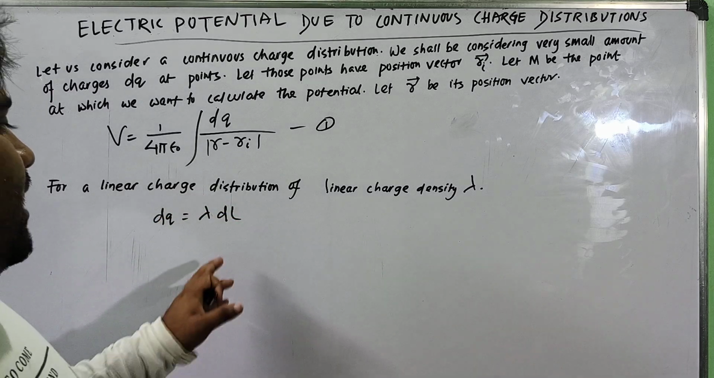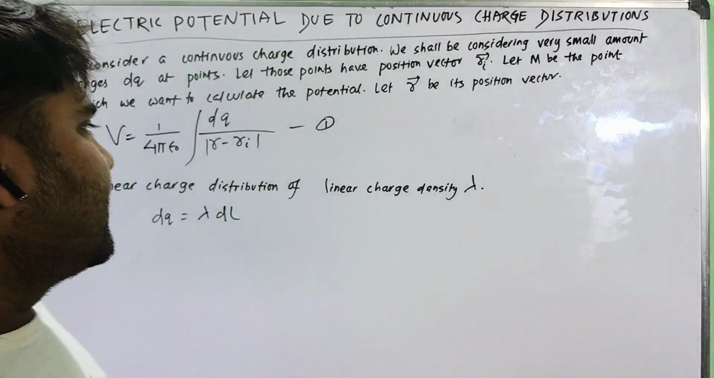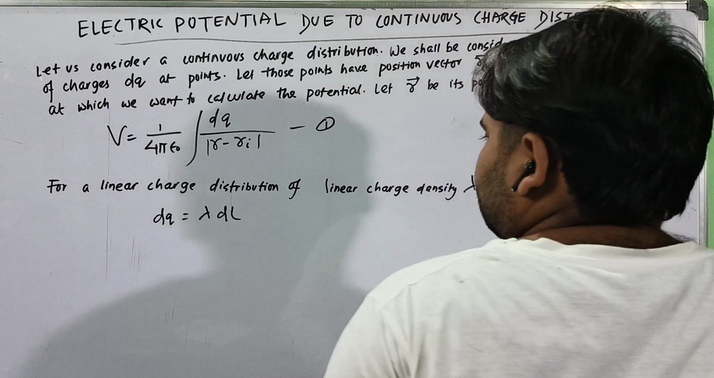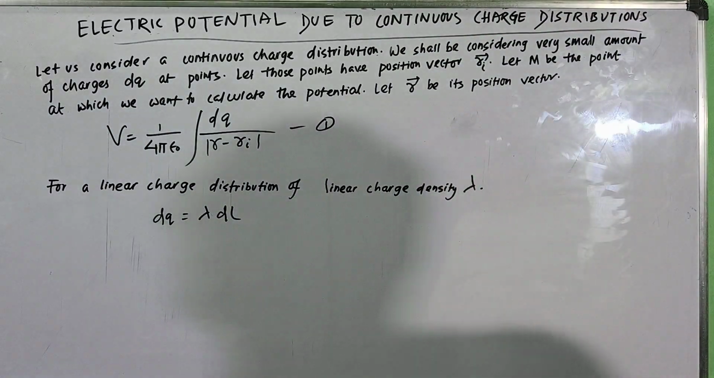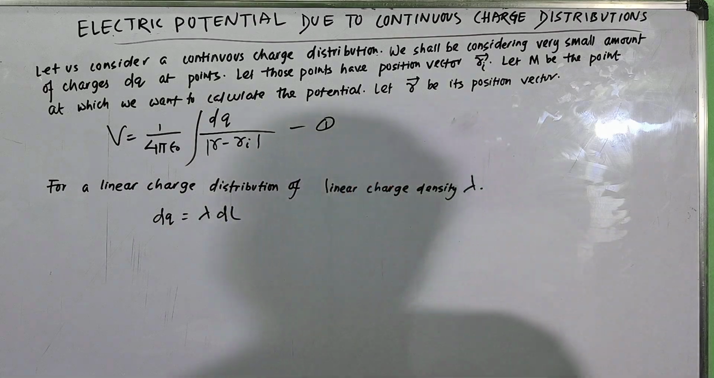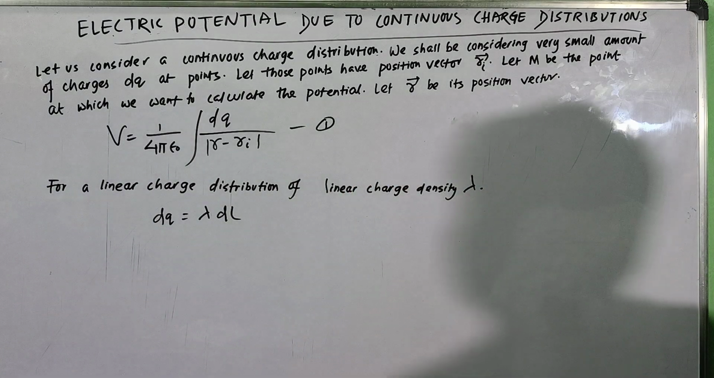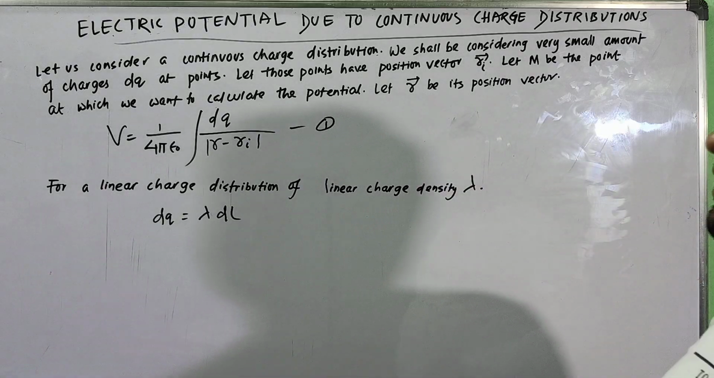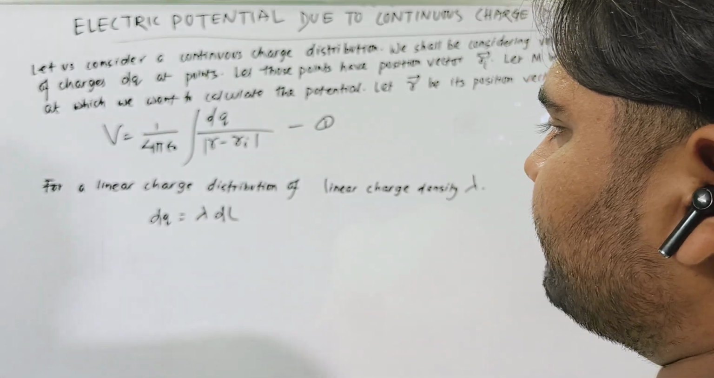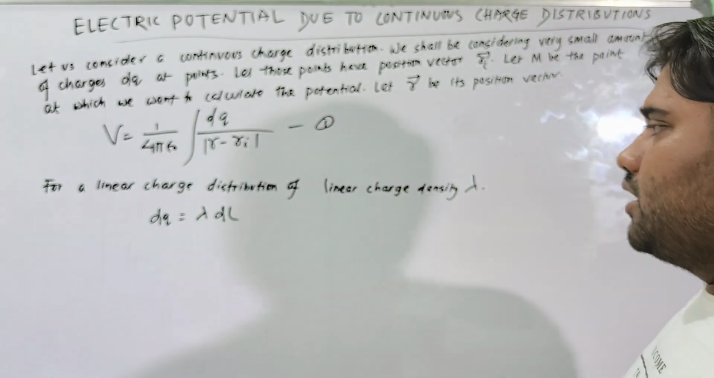dq is equal to lambda dl, or lambda dr, you can write, no need to worry about that. So dq is equal to lambda dl. In this case we are going to replace this dq by this term. Now for a linear charge distribution, and going with that, we are going to calculate the electric potential at point M due to a surface charge distribution also.